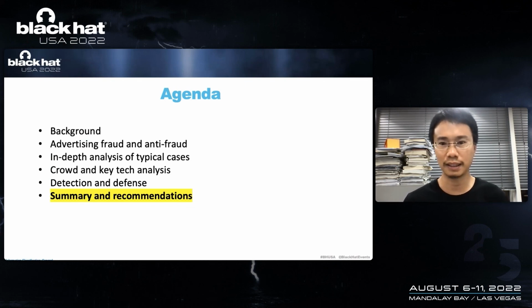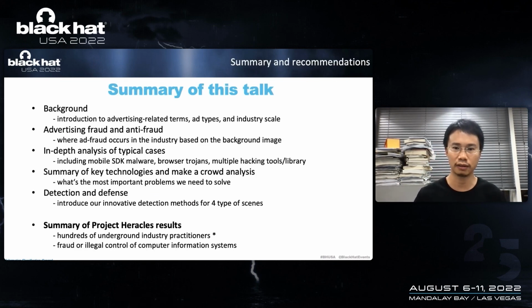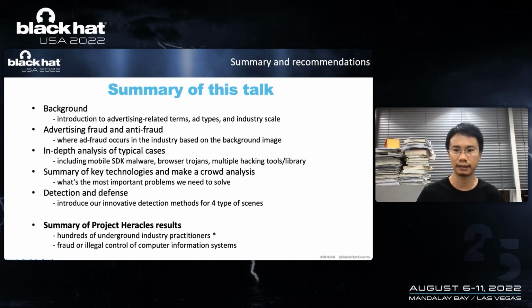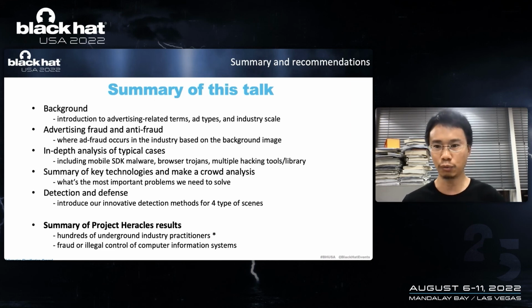And the last chapter is summary and recommendations. Now let me summarize this talk. First, I introduced the background of the advertising industry, how the advertising alliance is formed, and where the fraud occurs. Then I selected 3 typical cases, analyzed the underground industry chain structures, and summarized the key technology. Then we introduced how the project Calculus solves those problems.